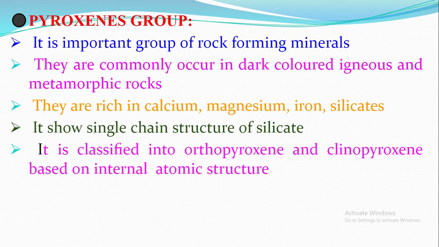We discussed what is single chain, double chain earlier, no? So this is single chain. It can be classified into orthopyroxene, which means their crystal system is orthorhombic, and clinopyroxene, maybe triclinic and monoclinic, based on their internal atomic structure. The crystal system is based on the atomic structure of the mineral.